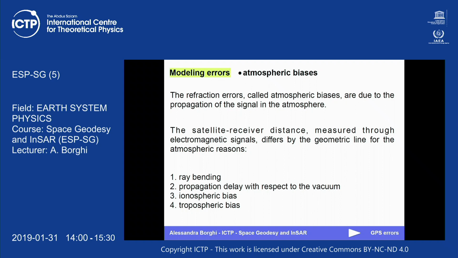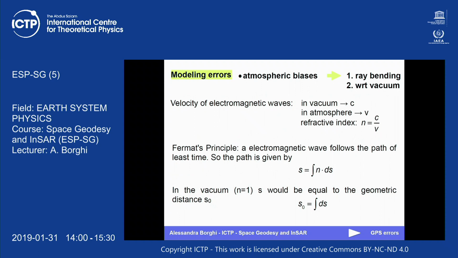We have some effects due to the refraction, to the propagation in a real space, not a vacuum. We have effects due to the ionosphere, a layer of the atmosphere, and due to the troposphere, another layer of the atmosphere. We are going to see these different types of effects.